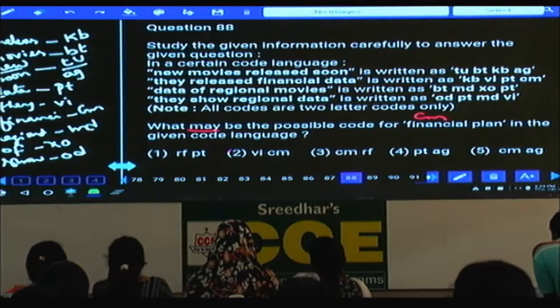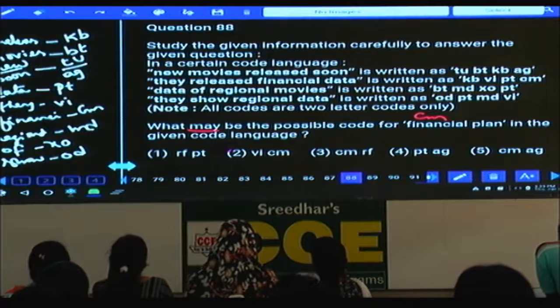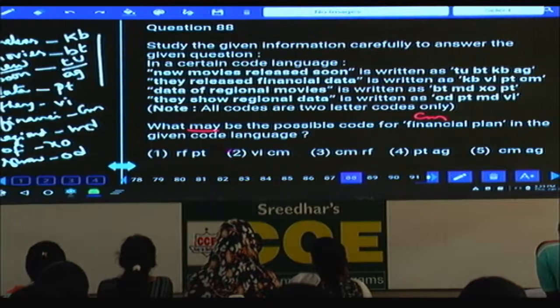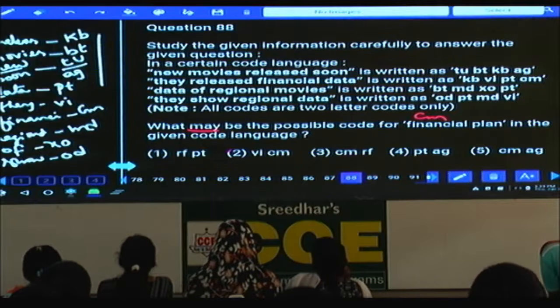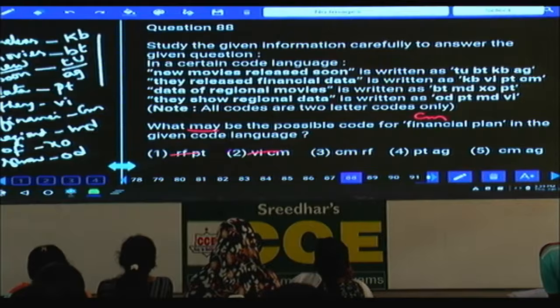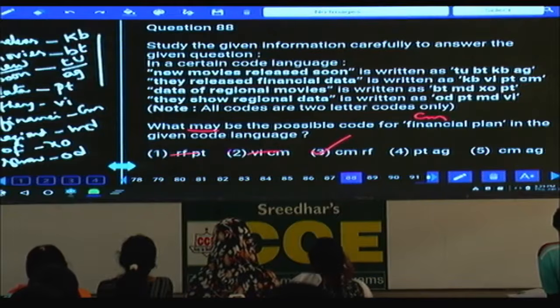Plan is nowhere given in the above words. As plan is not given in this one, the code to this plan should be any code other than the given codes. Clear? Hence, now here CM. CM, this choice cannot be your answer. VI cannot be the code to this word plan because VI is the code to the word they. Next one, CM, RF. RF is nowhere present here, hence choice 3 is the answer. It can be the answer.